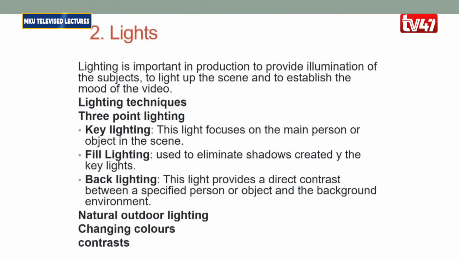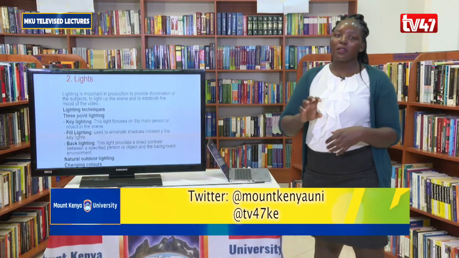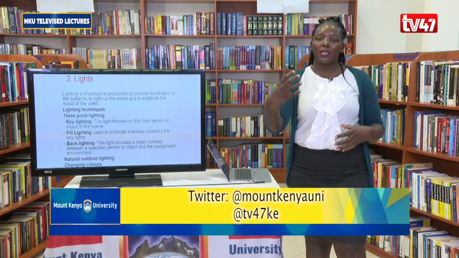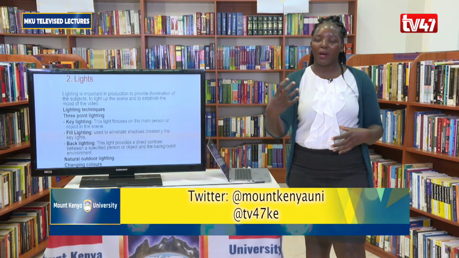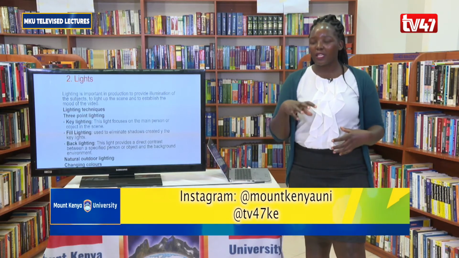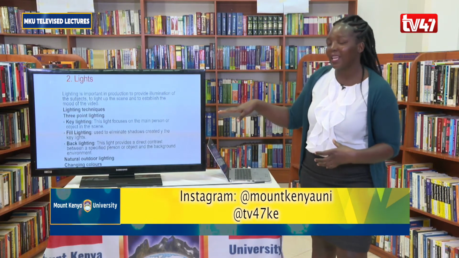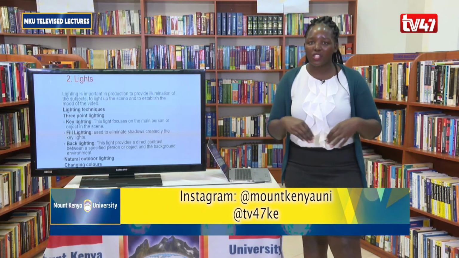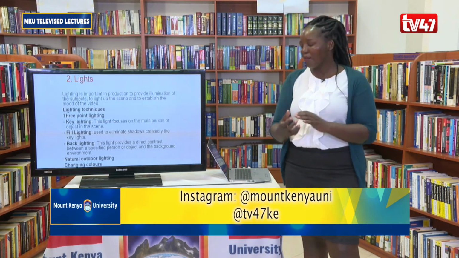It is used to eliminate shadows created by the key lights. So if you have the key light focusing on the subject, this key light might create shadows on the subject or in the scene, and so you introduce the fill lights, which is going to help you in eliminating the shadows that are created by the key lights.